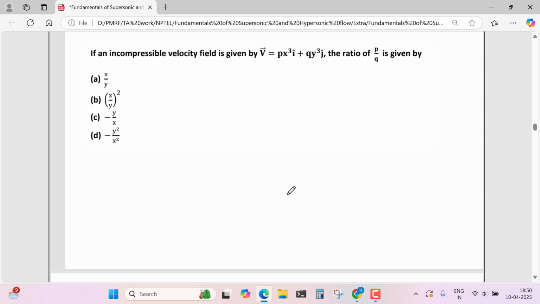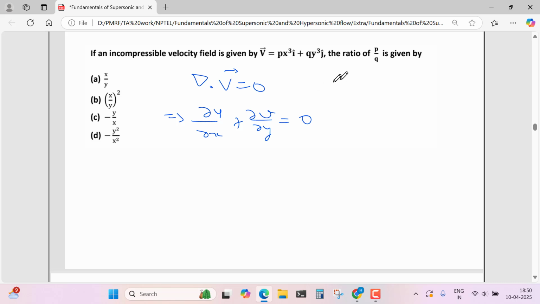So for an incompressible velocity field, what is the condition for incompressibility? We have already seen before, it will be del dot V equal to 0. So what will be this value? Dou u by dou x plus dou v by dou y equal to 0.